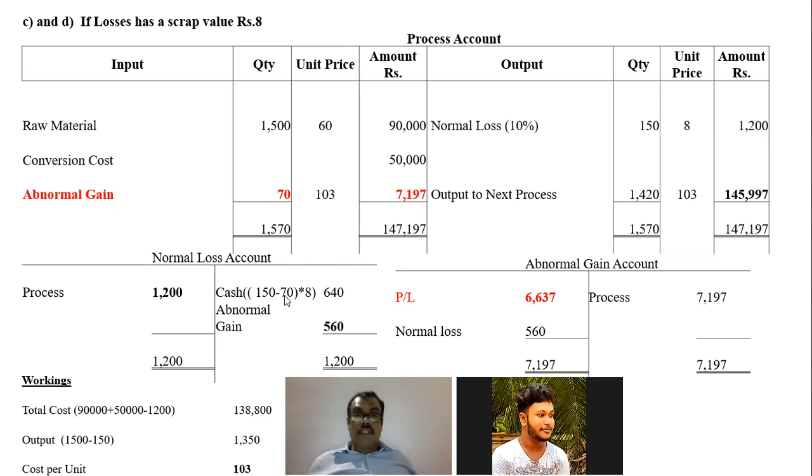There is a point now, unlike in the previous case, now the need arises to maintain a record for the normal loss. Why? The amount that you transfer from the process, that is 8 into 150, 1,200. If we assume that 1,200 is debited to cash and credited here, the abnormal loss account would go up.